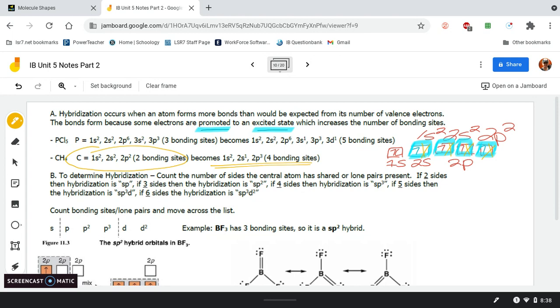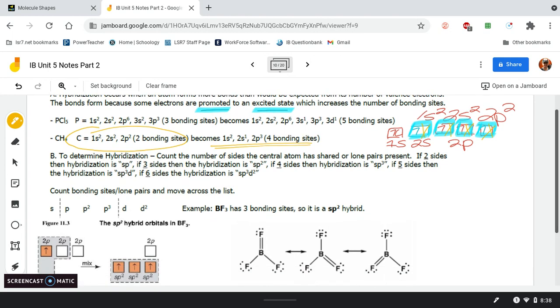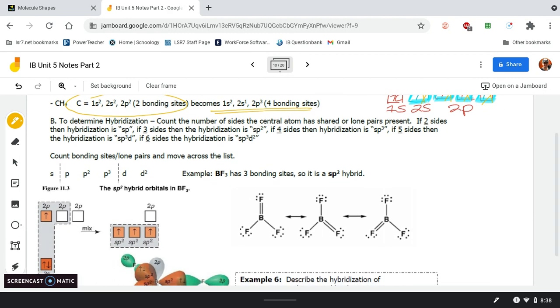Okay, now it gets way easier for you, so don't worry about that. That's just the background. How do you determine it? Really, really easy. So look at my notes here. This is definitely on the test. This part is on the test, but this is something that if you can draw a dot structure, remember I talked over and over again that the dot structure is super important. You can do hybridization. So count the number of sides on the central atom that has shared or lone pairs present. If it's got 2 sides, 3 sides, 4 sides, however many sides it has doing stuff, that's its hybridization.